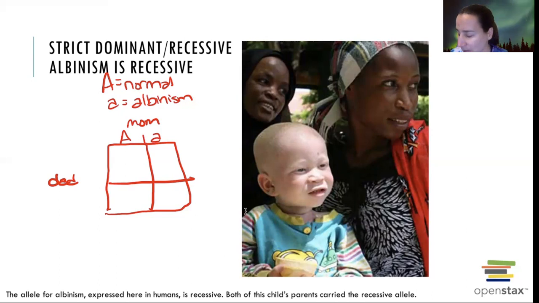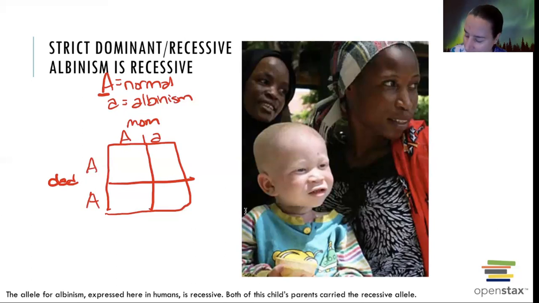And let's say dad has normal pigmentation. If dad has normal pigmentation, then he would have both capital letters, right? So dad would have A and A. What happens if we get a cross between this? If we get a mom that's a carrier and dad that has normal pigmentation, what do we get?